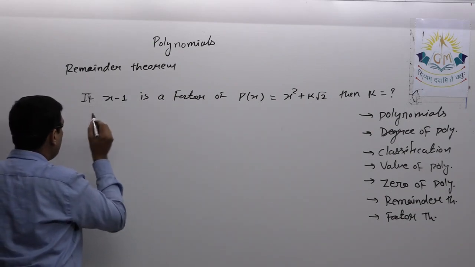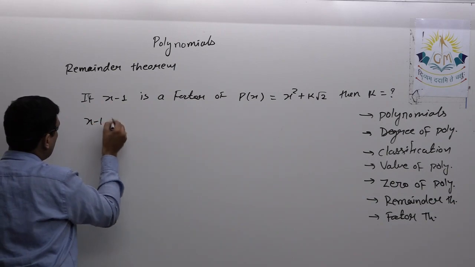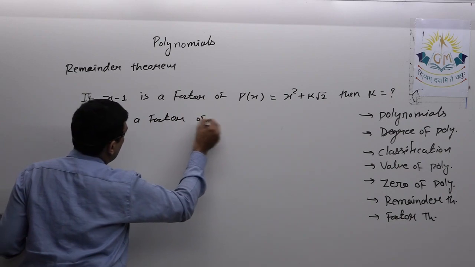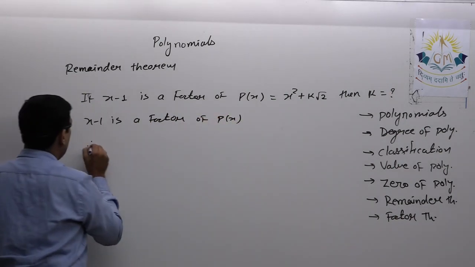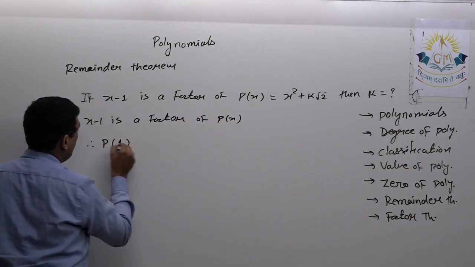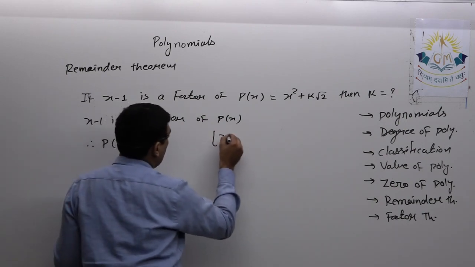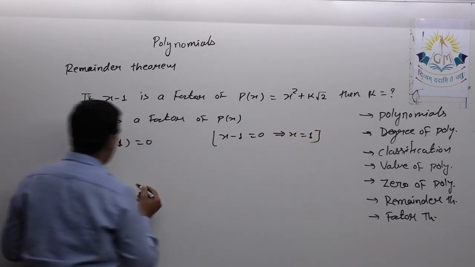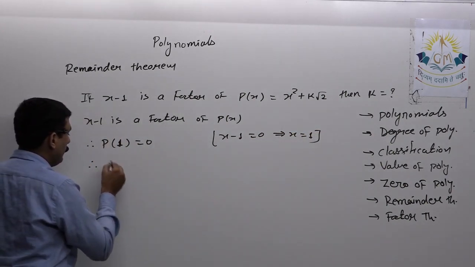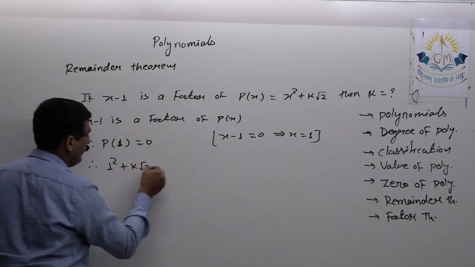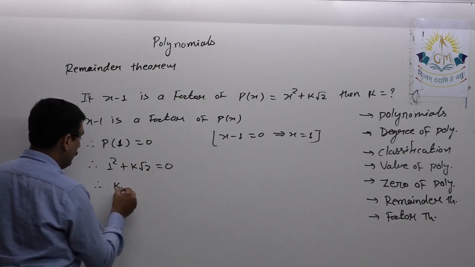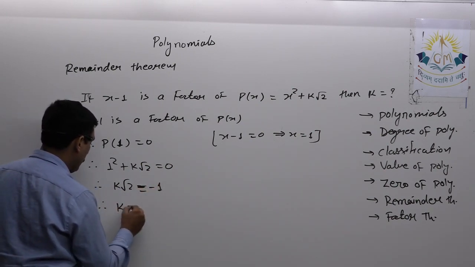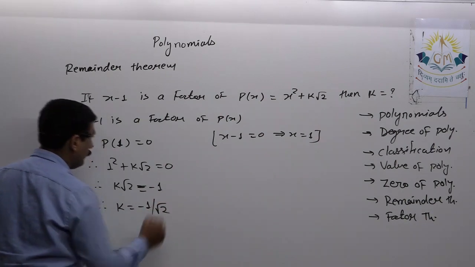Okay, so x minus 1 is a factor of p(x), therefore p of 1 is equal to 0. Here you can say x minus 1 equal to 0 gives me x equal to 1. P of 1 equal to 0. So 1 square plus k root 2 is equal to 0. So k root 2 is equal to minus 1.